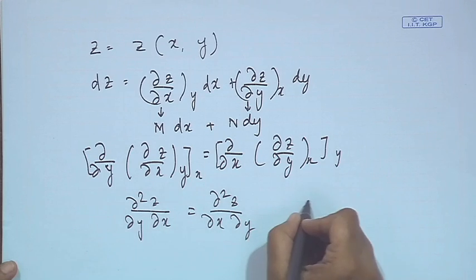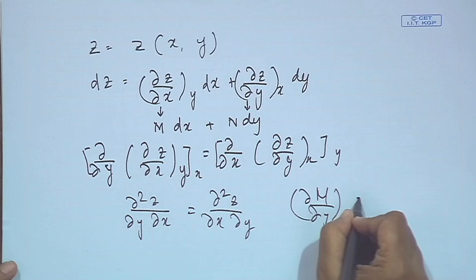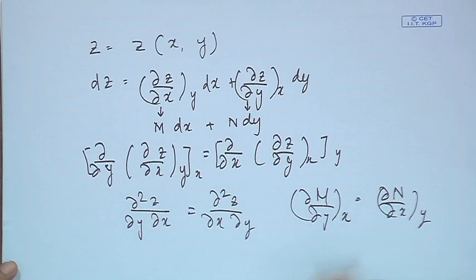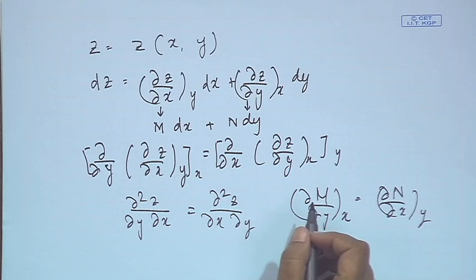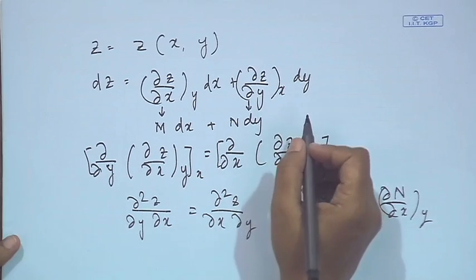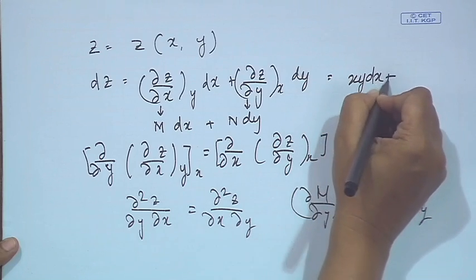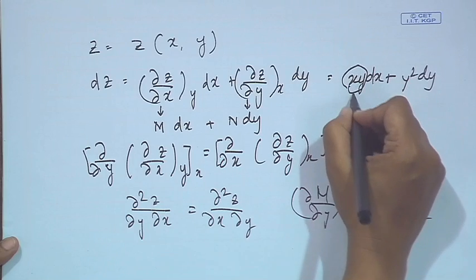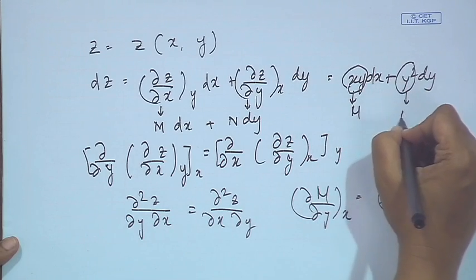Now, for this to hold true, what does it imply? It implies that del M del y at constant x should be equal to del N del x at constant y. So, what do we need to know? The equation which has been proposed in this particular case is x y dx plus y square dy. So, this is nothing but M, we have denoted this as M, this as N.